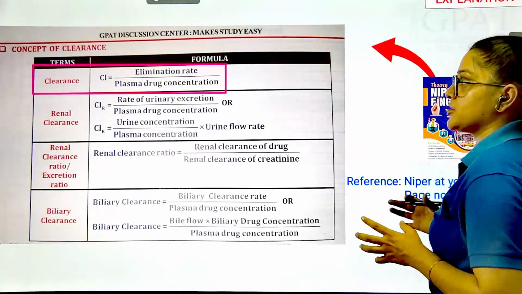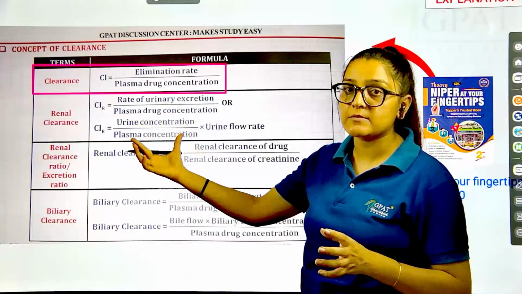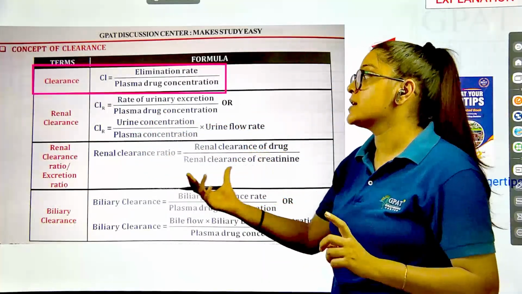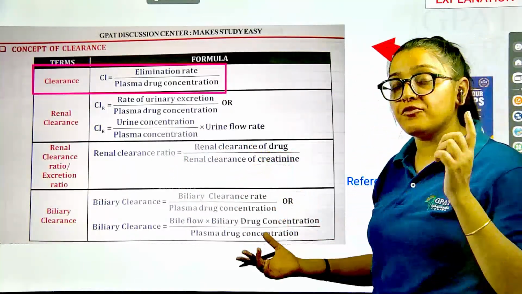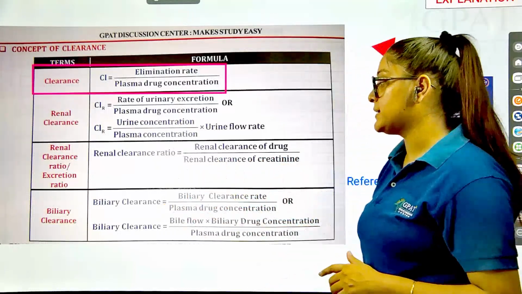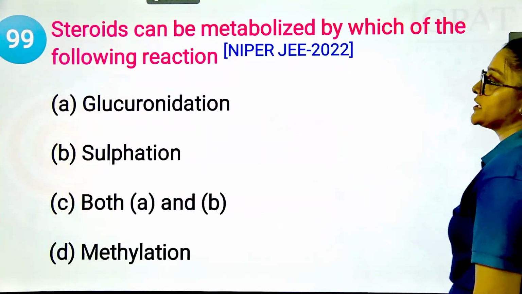Then more formulas we have: urine concentration upon plasma drug concentration into urine flow rate. Very important, these formulas. Then we have renal clearance ratio based on the renal clearance of drug to the renal clearance of creatinine. Okay. Then biliary clearance will be biliary clearance rate upon plasma drug concentration.